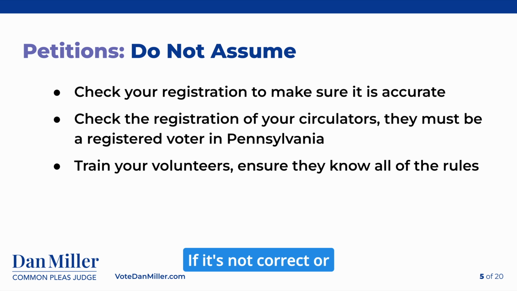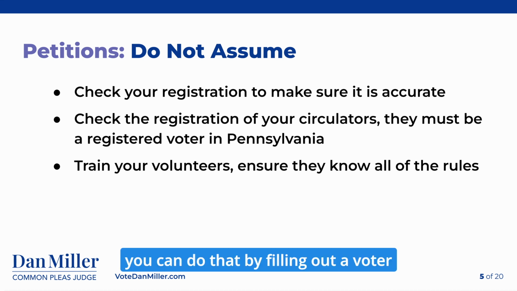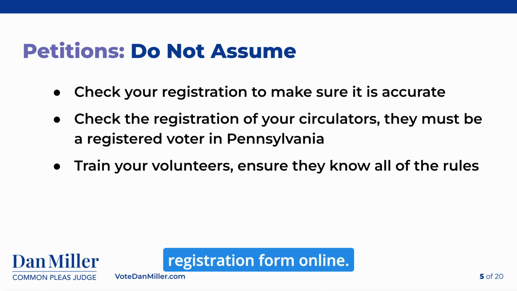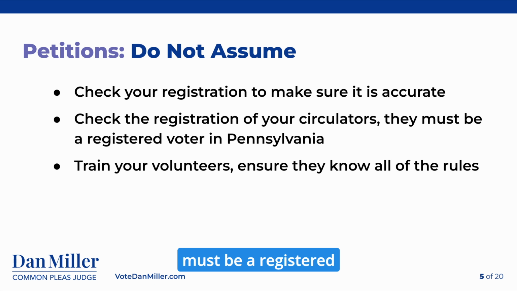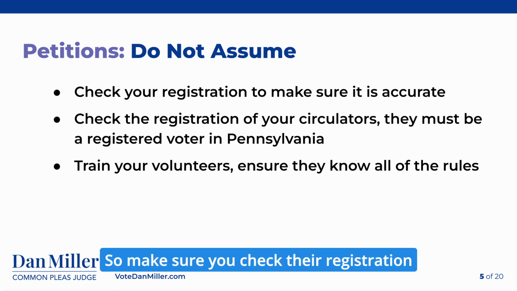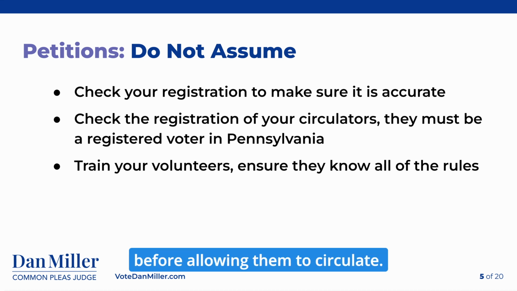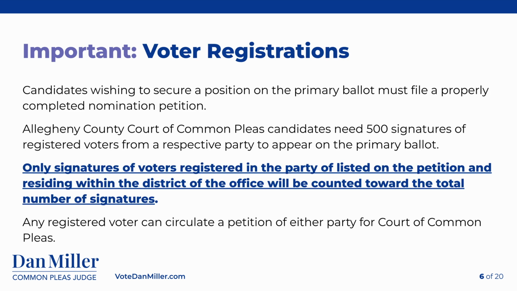If it's not correct or it needs to be updated, you can do that by filling out a voter registration form online. If you're a candidate working with circulators, anyone who circulates a petition for you must be a registered voter in Pennsylvania, so make sure you check their registration before allowing them to circulate.